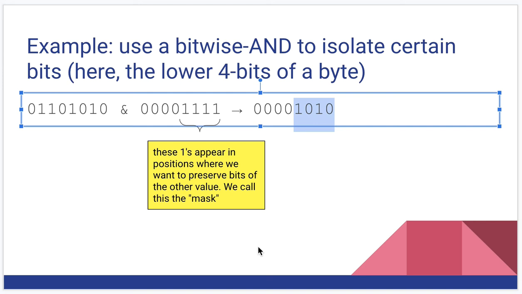We actually see this kind of operation a lot of places. One place you'll see it is maybe later on when you do some networking stuff, net masks and how we divide up the IPv4 and IPv6 address spaces using net masks.